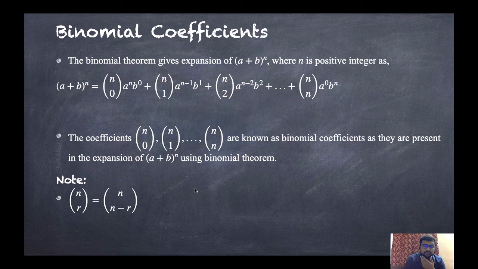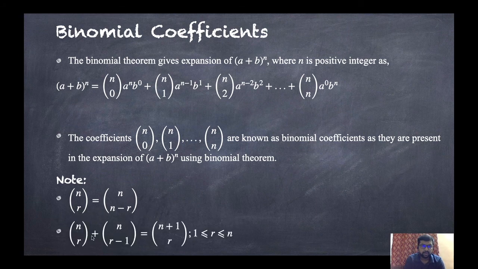These two are important formulas. Now nCr is the same as nC(n minus r). And the second one, nCr plus nC(r minus 1) is the same as (n plus 1)Cr, where r is between 1 and n, both included.